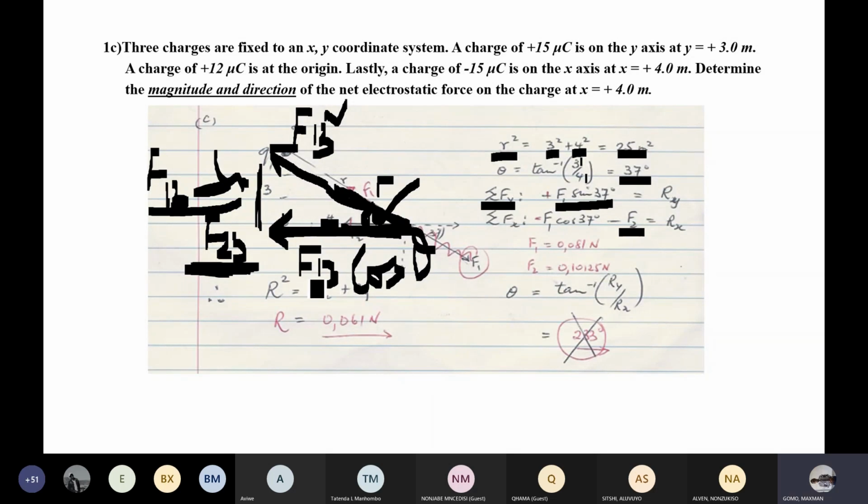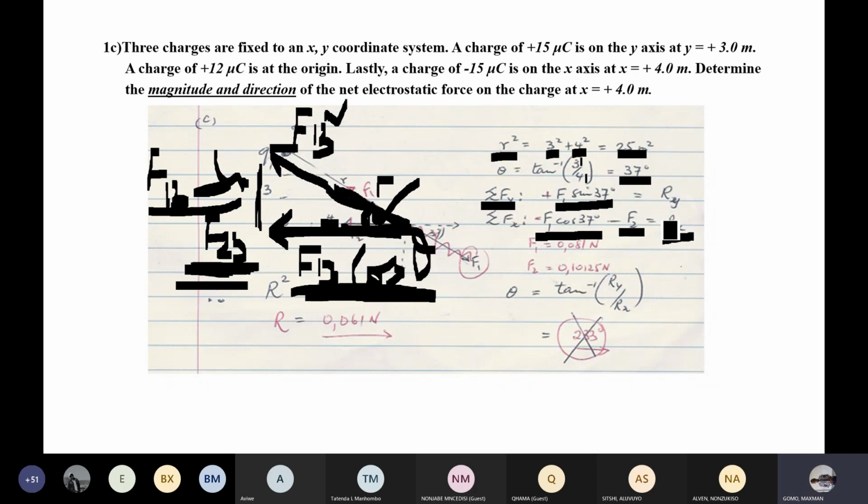Then we also have this horizontal component with respect to F13, and that's what you see here being written F13 cos 37. So at the end of the day, you have minus this, and these are going to give you what we need with respect to x.